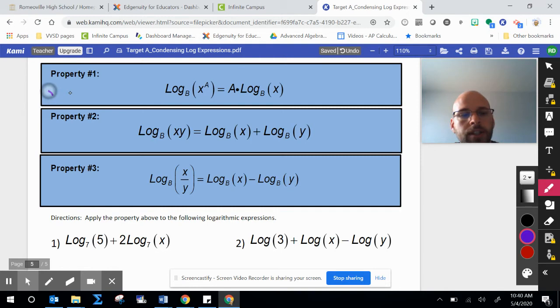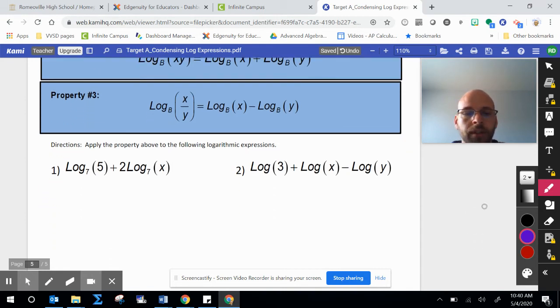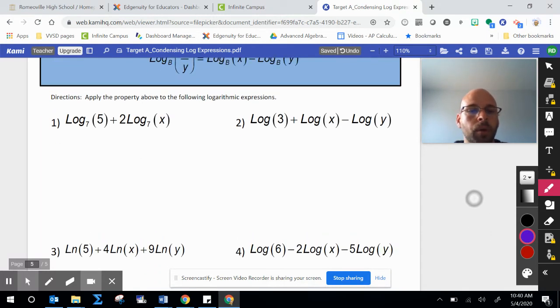And when I do this, I usually start, if there's any exponents, I do that first. I raise anything to a power that needs to be raised, and then I start piecing things together appropriately. So let's take a look at number one.